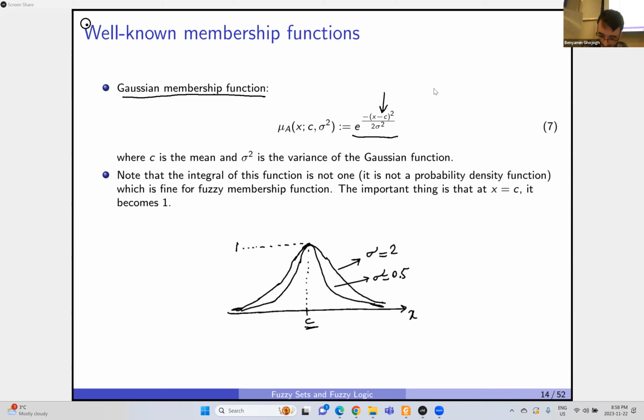Right? And it has a standard deviation sigma, or variance sigma squared. So C is the mean, and sigma squared is the variance of the Gaussian function. Its integral is not 1, so it's not a probability density function. Right? And at C, it becomes 1.